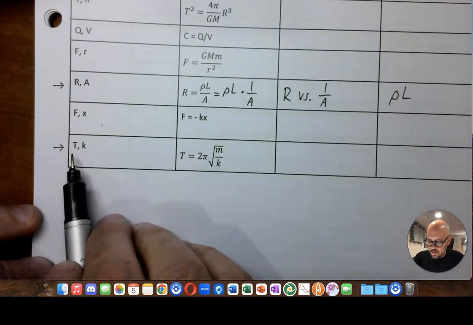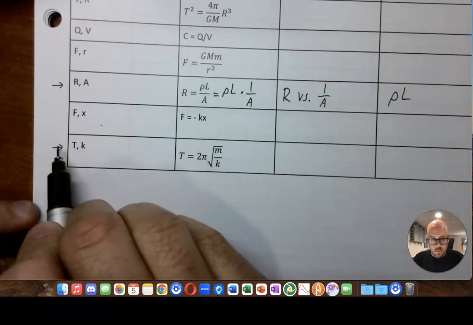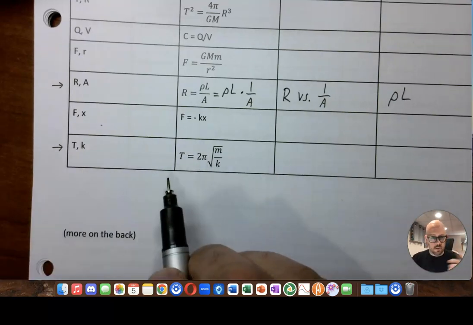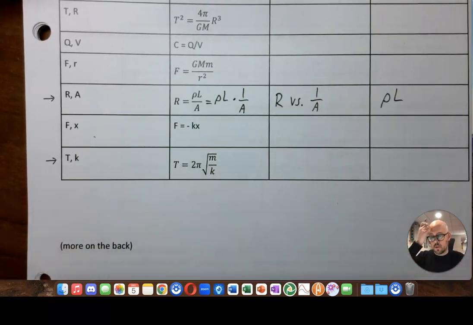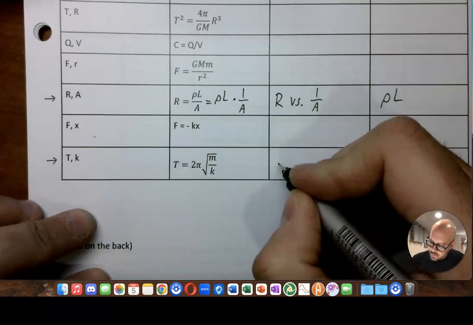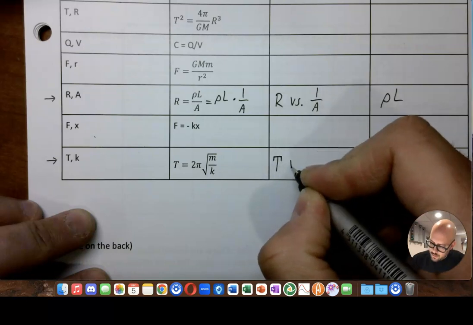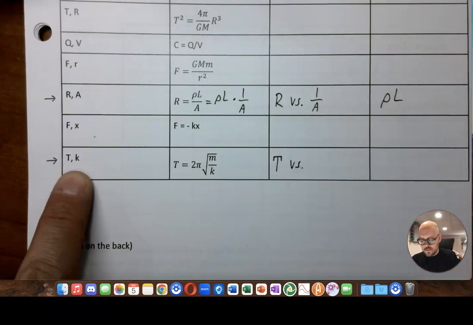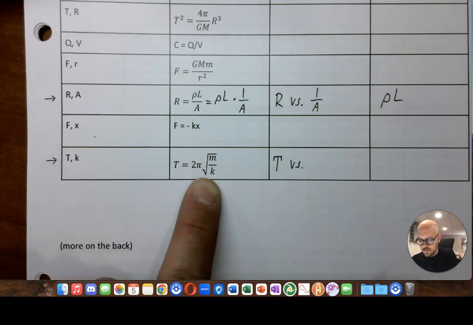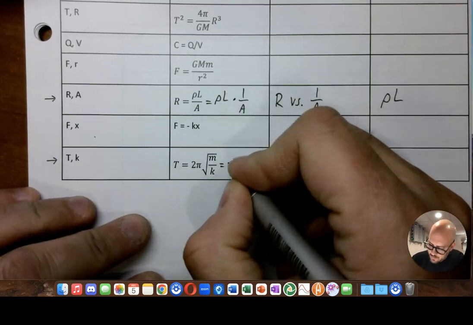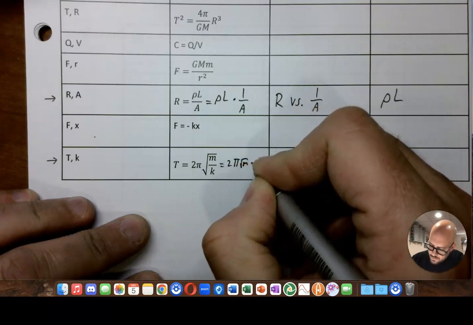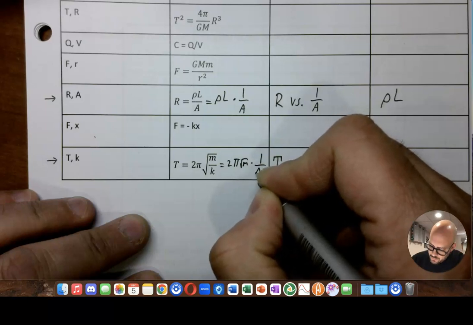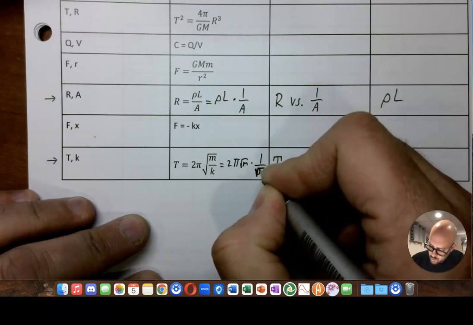The last one is T and k. This is tau, actually, because this is period. We learn about springs oscillating later in the course, and this is the equation for the period of an oscillating spring. Again, period is in the y-axis position, so I'm going to graph period on the y-axis. And then if k, the force constant of the spring, is the other variable, I kind of want to rewrite this. I'm going to rewrite it as 2 pi root m times 1 over root k.